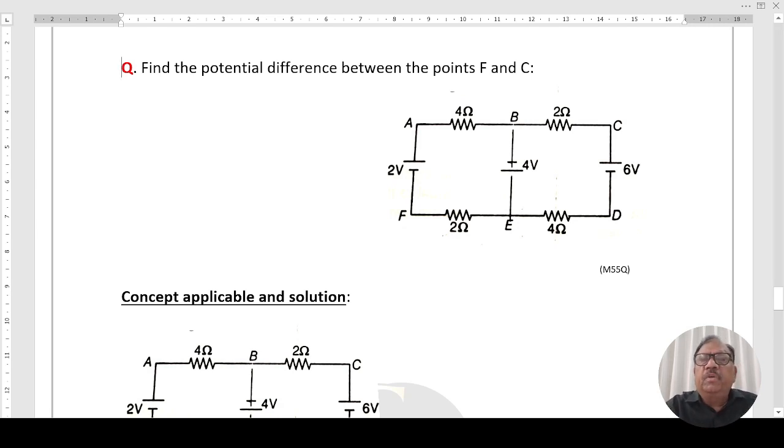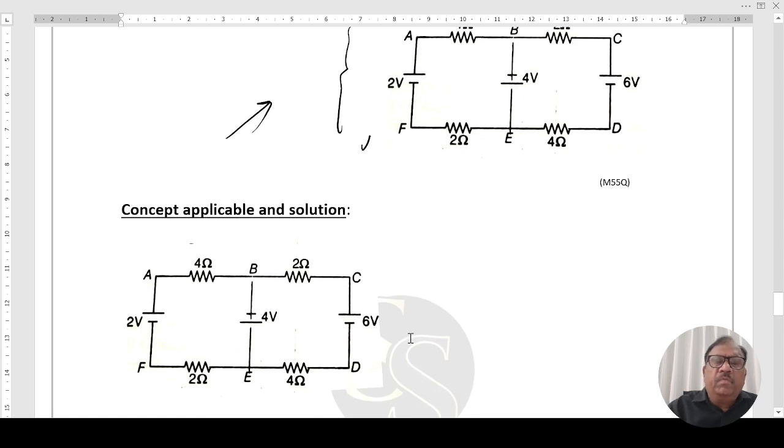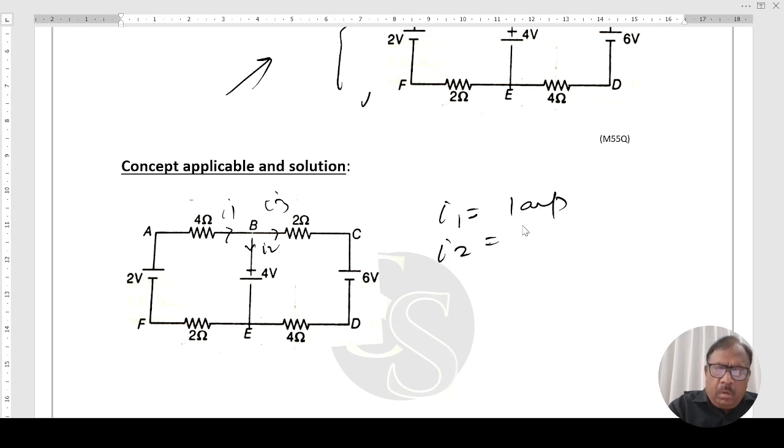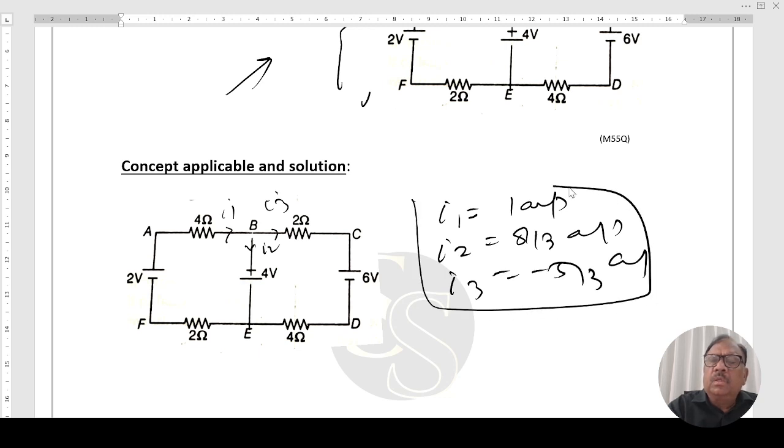Question is, find the potential difference between the points F and C. This question has been taken from the earlier one, right? In the earlier question, we found the different currents. This is I1, this is I2, this is I3. I1 we found, that is 1 ampere. I2 is 8 by 3 ampere. I3 is minus 5 by 3 ampere.